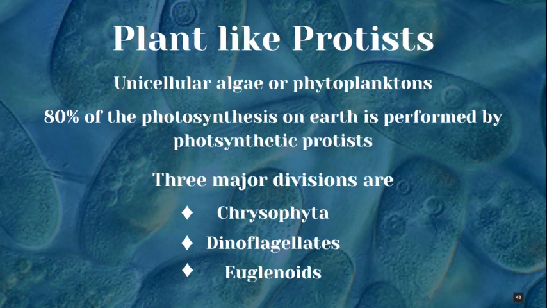Let's start with plant-like protists. They are mostly unicellular algae or phytoplanktons. 80% of the photosynthesis on Earth is performed by photosynthetic protists. They can be further classified into three major divisions: Chrysophyta, Dinoflagellates, and Euglenoids.